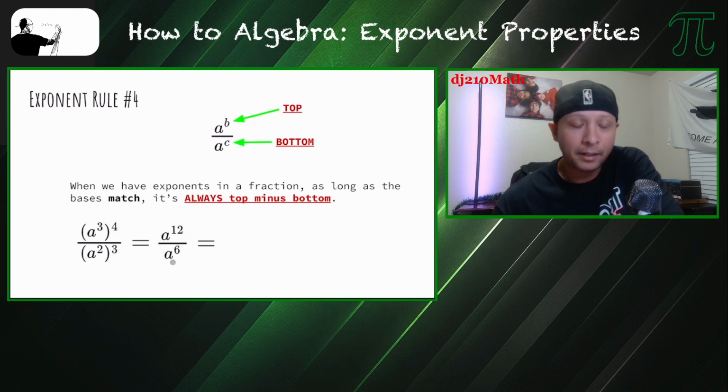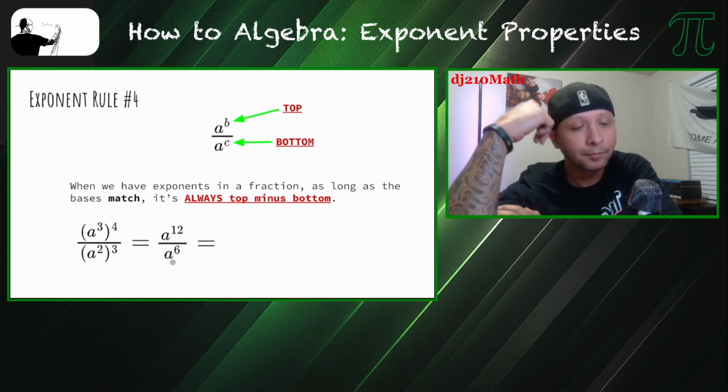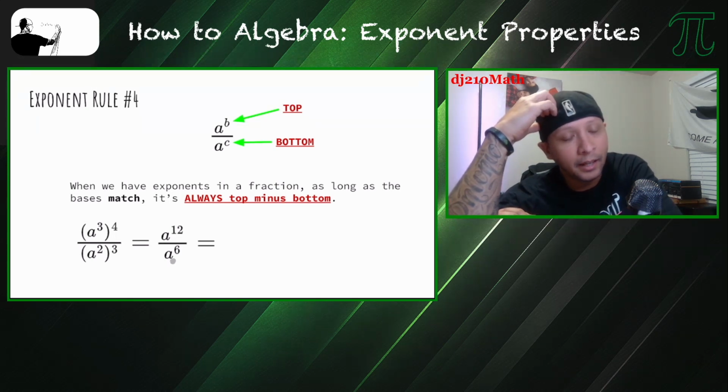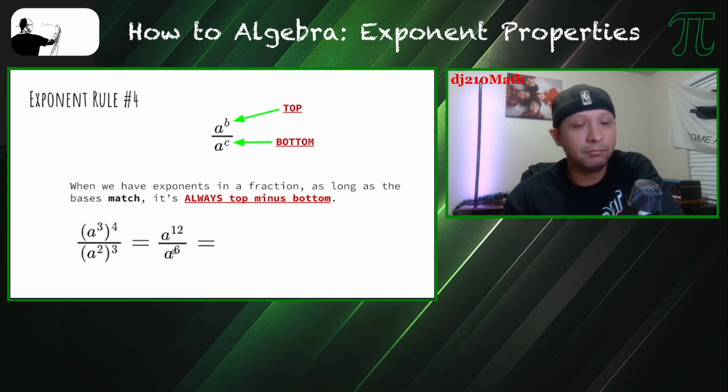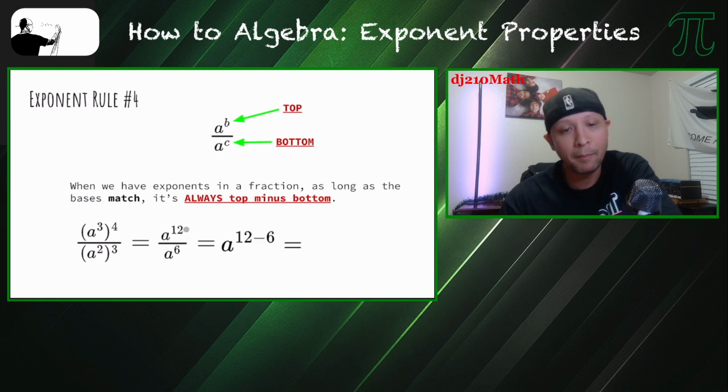It's always top minus bottom. So we're going to have a to the 12 minus 6, right? Because it's top minus bottom. Always top minus bottom. So 12 minus 6 is just 6.